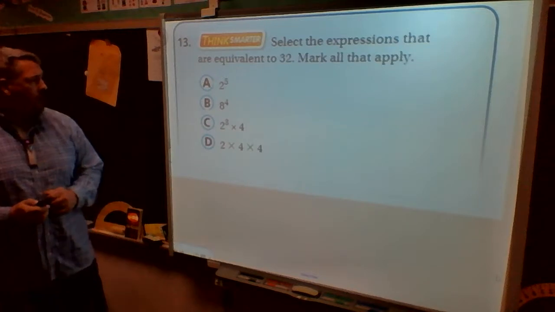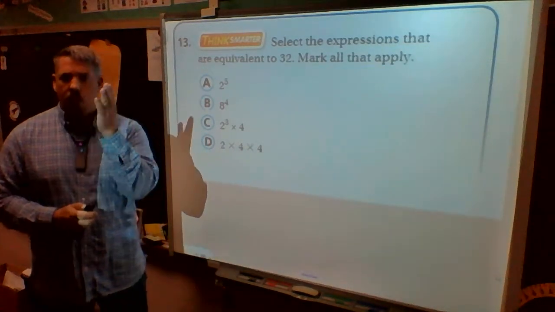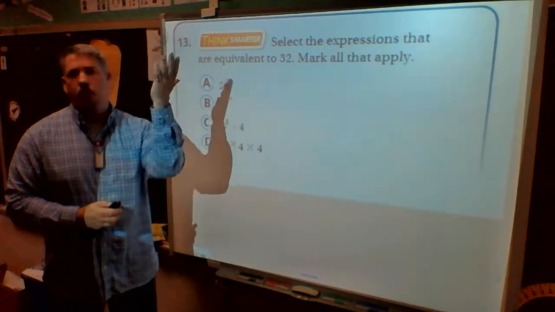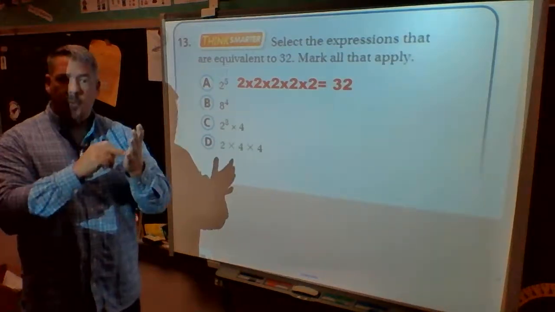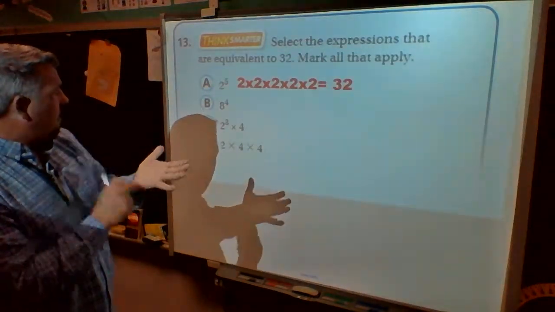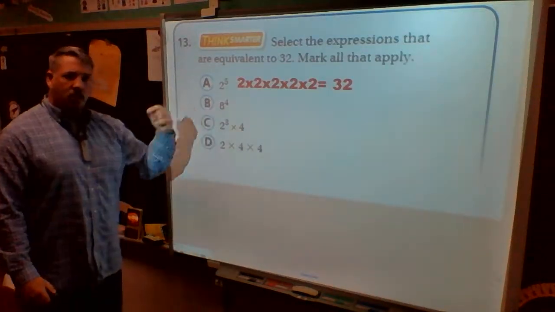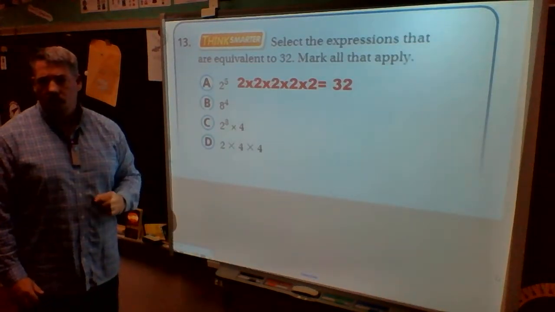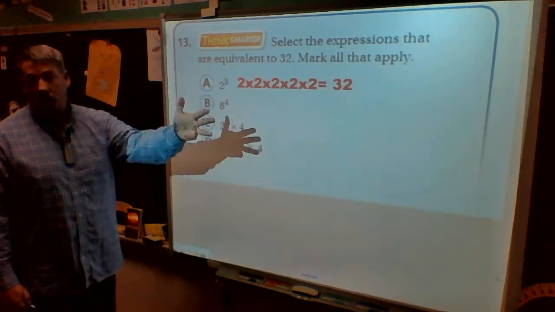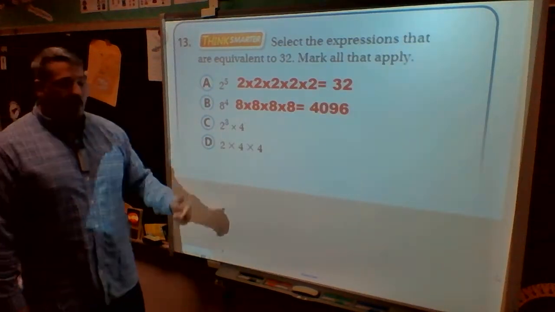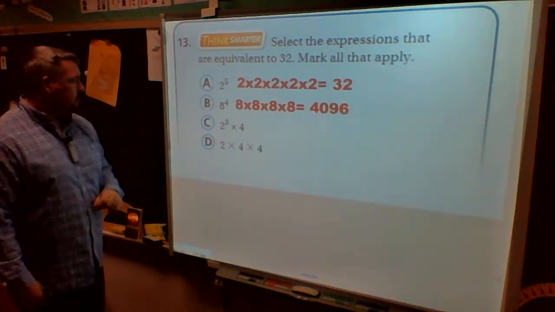So if I'm going to mark all that apply, well, 2 to the 5th power would look like what? 2 times 2 times 2 times 2 times 2, 5 times, right? And when I type it into my handy-dandy calculator and hit equals, I end up with 32. 8 to the 4th power, what does that look like? 8 times 8 times 8 times 8, 4 times. That gives me 4,096. That's not a possible answer.